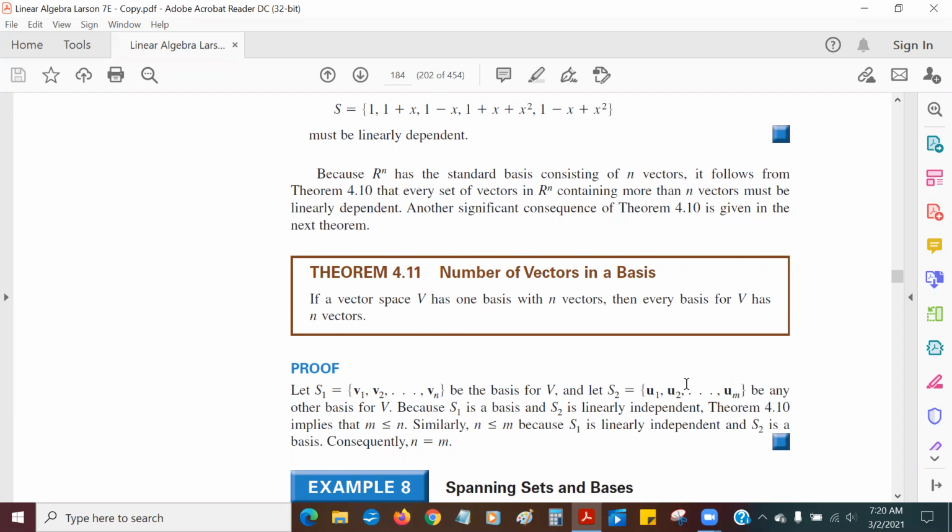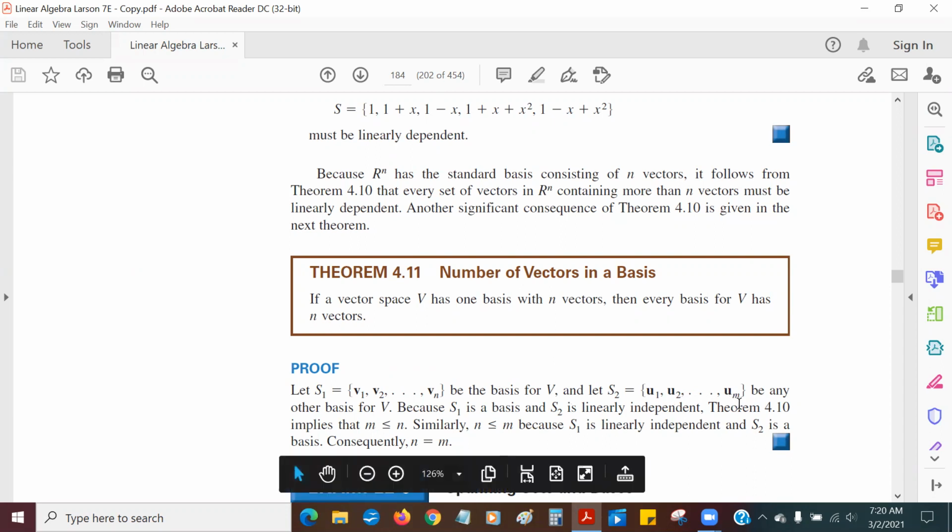But the theorem that we just had before said that if S2 had more vectors than S1, where S1 is a basis, then S2 would be linearly dependent. But since it's not dependent, it's independent, it must be that this second set S2 has less than or equal to as many vectors. So m, the number of vectors here, must be less than or equal to n. It could be equal, it could be less, but it can't be more.